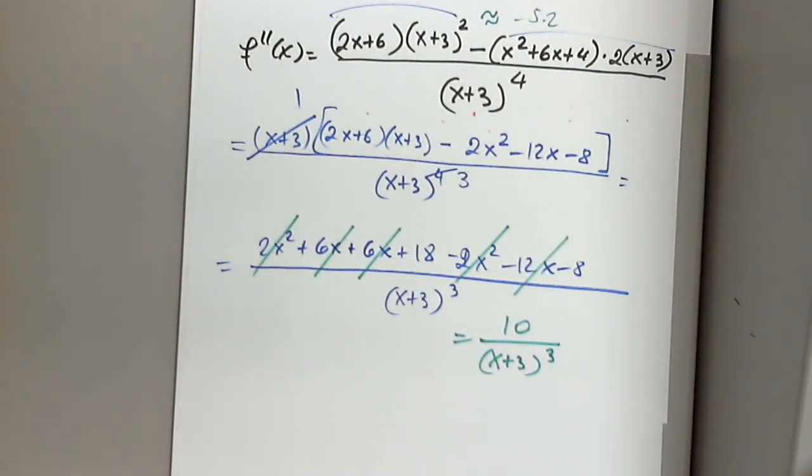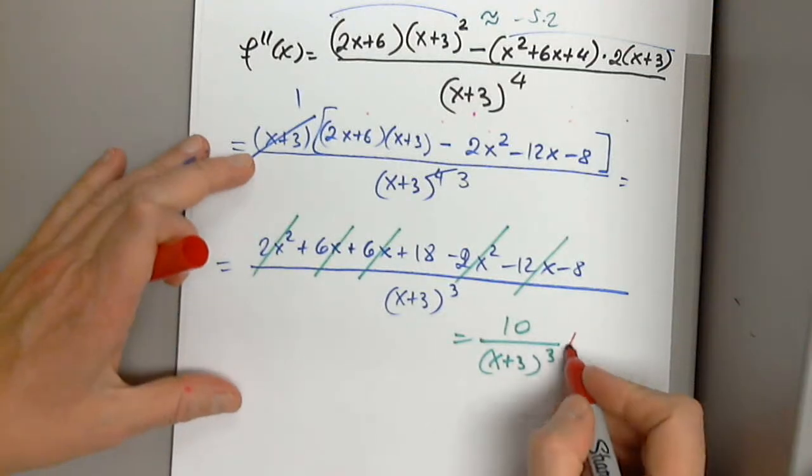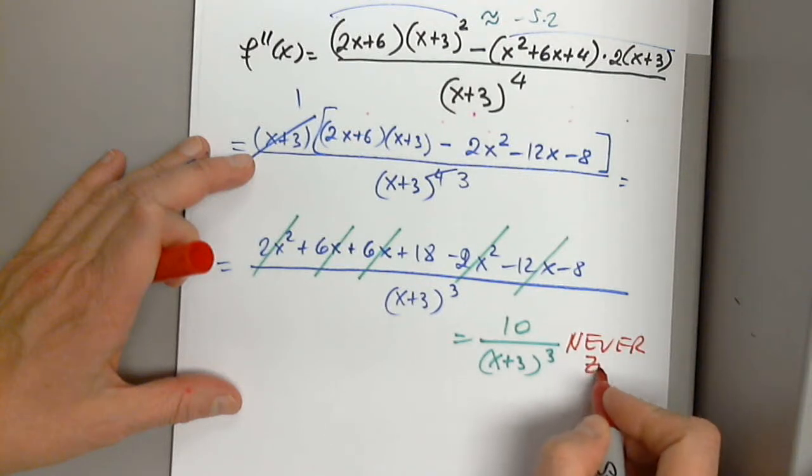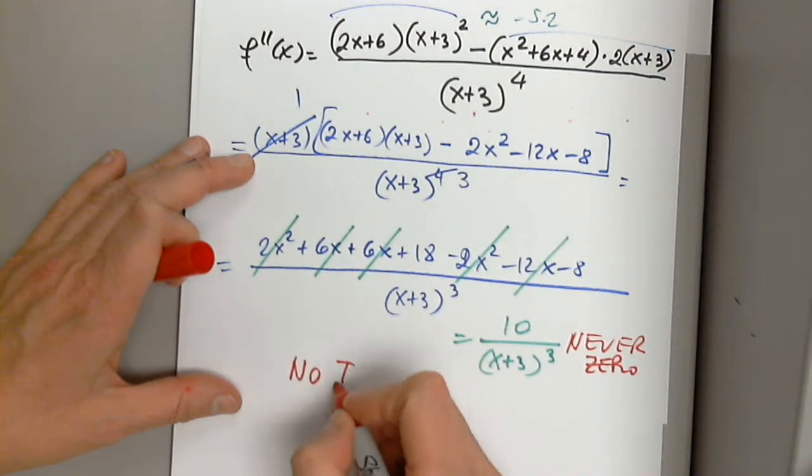Does this function have inflection points? Not the derivative, the function itself, f of x. No, because this is never 0. Right? The inflection points are when the second derivative is 0. This cannot be 0. Why? Because it's 0 only when the numerator is 0, and 10 will never be 0. So I will write never 0. No inflection points.